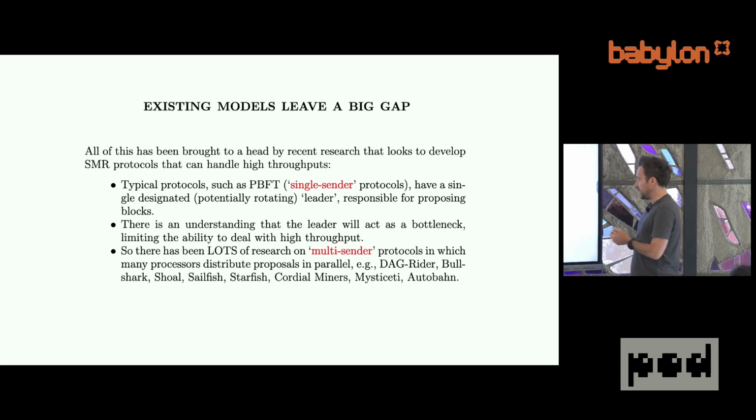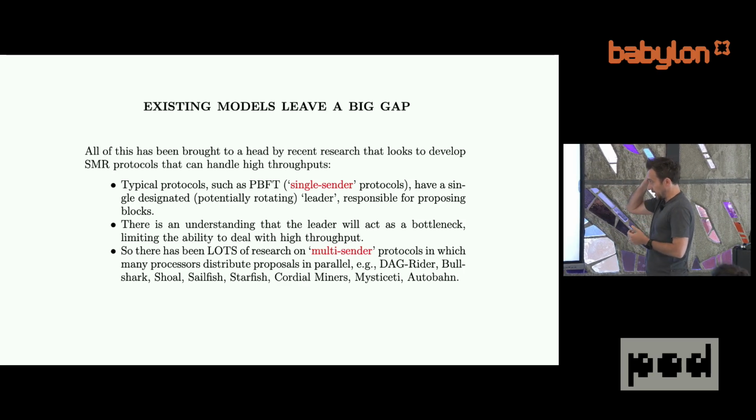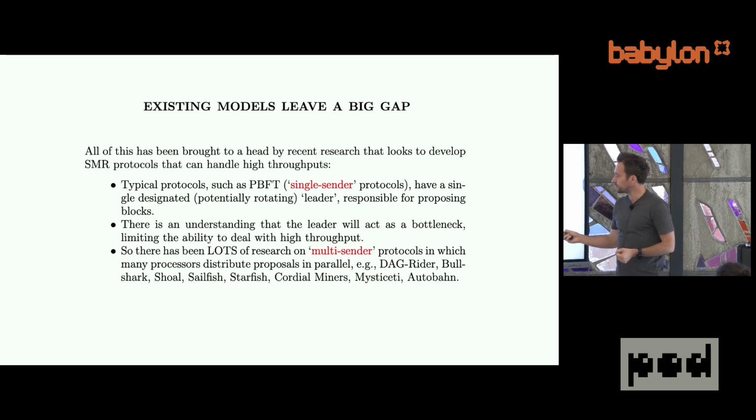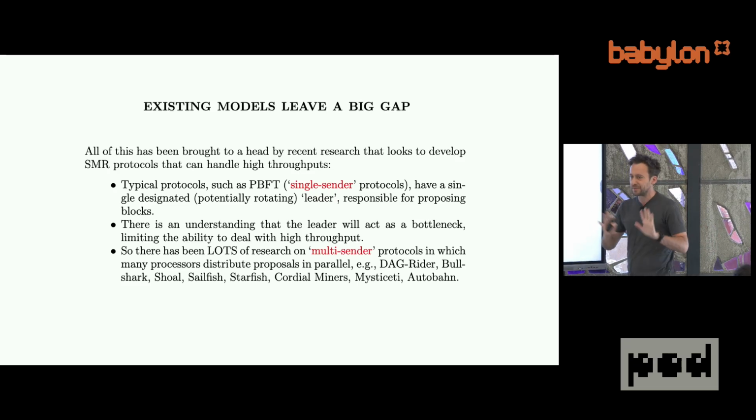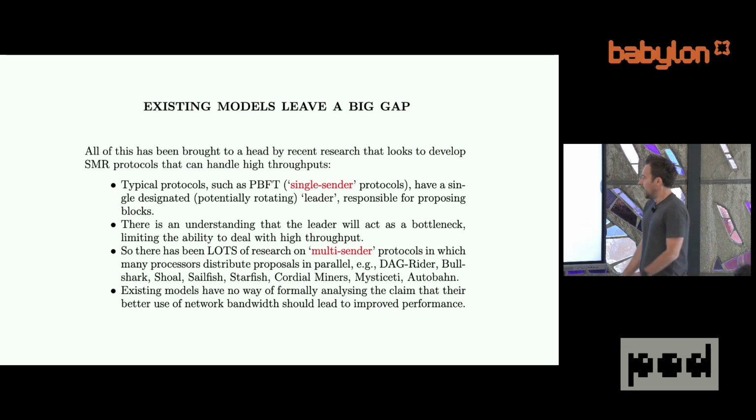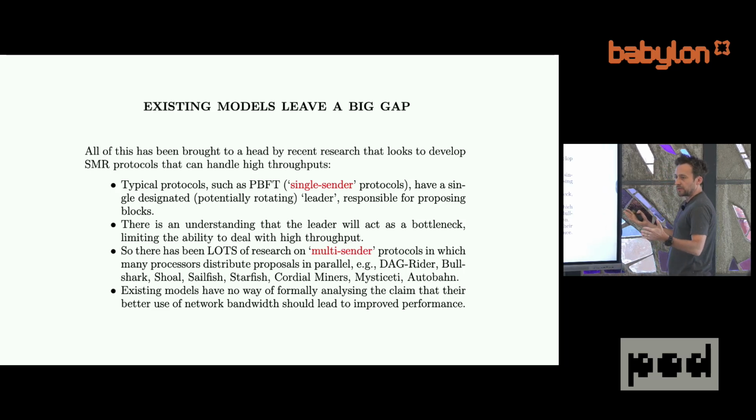So there's been lots of research in what I'll call multi-sender protocols, in which lots of processes distribute lots of proposals in parallel. For example, we've got lots of DAG-based protocols like DAG-Rider, Bullshark, Shoal, Cordial Miners, and then Autobahn that we heard about earlier on as well, which you might call a DAG-based protocol or not, but anyway, it's of that sort of flavor. The problem there is that people are interested in these protocols, but we have no way of formalizing and analyzing the claim that their potentially better use of network bandwidth actually produces better real-world latency, or maybe higher throughputs.